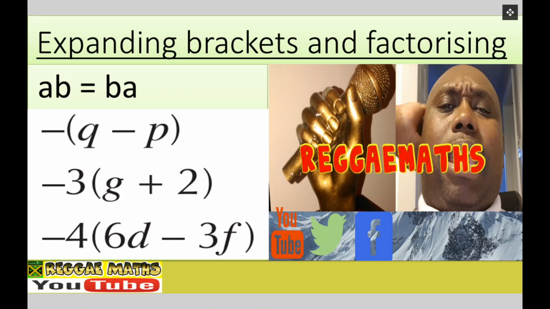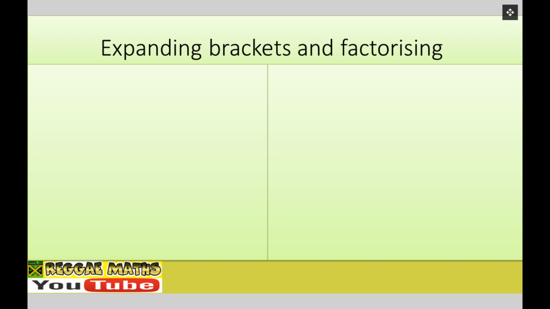Expanding brackets and factorizing. So if we look here, you can see a(b) equals to bc. But before we do that, we just need to go through some key points. So let's just talk about a times b. That is ab.